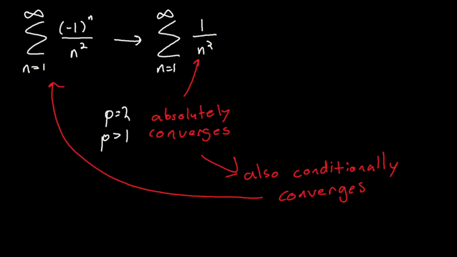So we actually save some work, right? If we tested this alternating series using the alternating series test, we determine that this guy conditionally converges, then we would have to take the absolute value and then do the p-series test. Okay, well, you just wasted steps there. You could have just done one single absolute convergence test to determine conditional convergence as well.